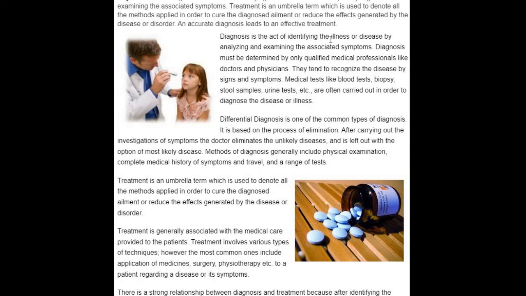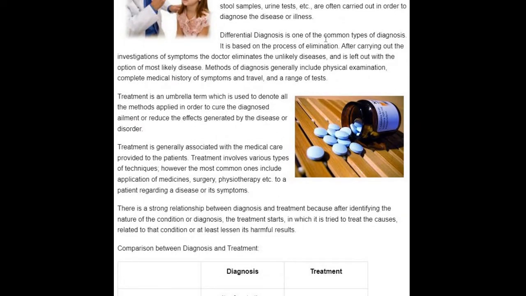Diagnosis is the act of identifying the illness or disease by analyzing and examining the associated symptoms. Diagnosis must be determined by only qualified medical professionals like doctors and physicians. They tend to recognize the disease by signs and symptoms. Medical tests like blood tests, biopsy, stool samples, urine tests, etc. are often carried out in order to diagnose the disease or illness.